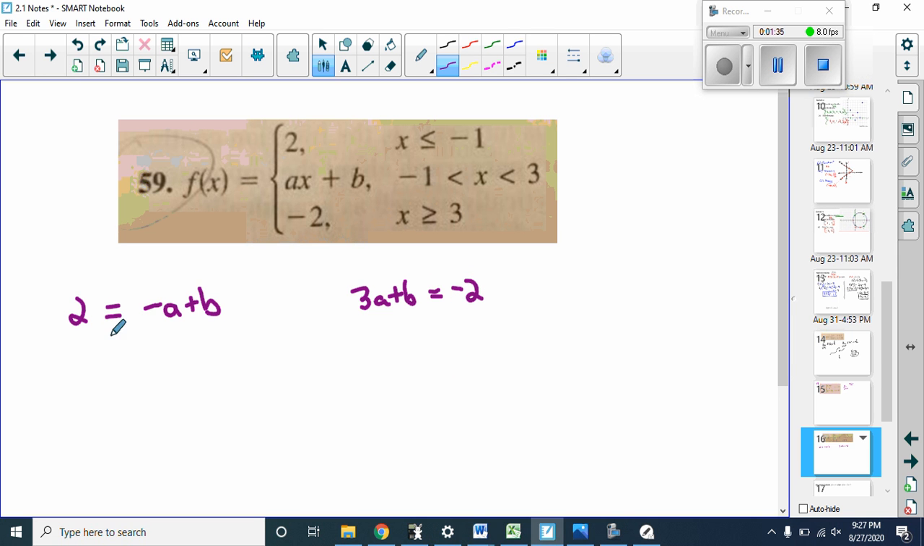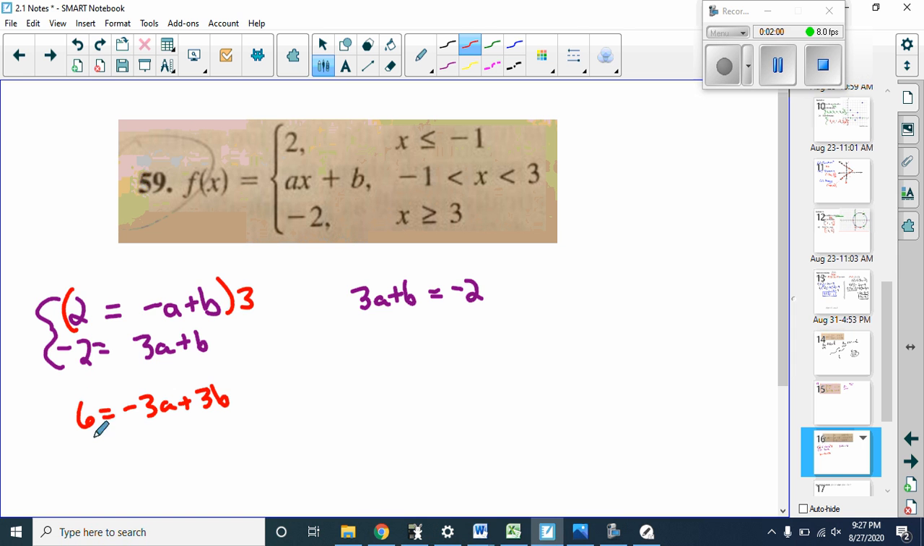And now we have a system of equations. We have 2 equations and 2 unknowns. So I'm going to put those equations together. -2 equals 3a plus b. So we can solve that system for a and b. I'm going to multiply this top equation by 3 so that I get -3a here. This bottom equation I'm just copying down.